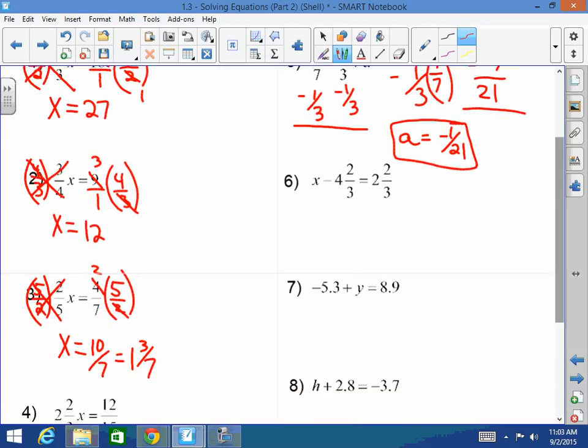Number 6, x minus 4 2/3 equals 2 2/3. Well, I got to get rid of that negative 4 2/3 by adding 4 2/3 to both sides. You can add and subtract mixed numbers. You just cannot multiply or divide them. So x will equal 6 4/3, but this 4/3 is 1 1/3, so I add that one whole number to the 6, becoming 7 1/3.